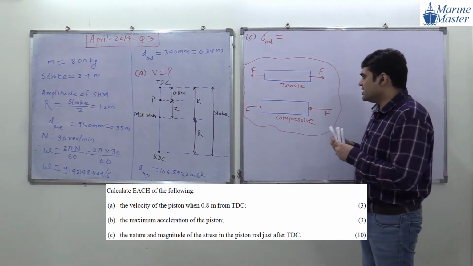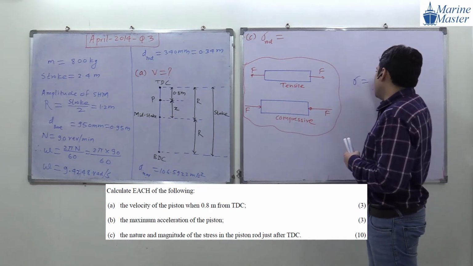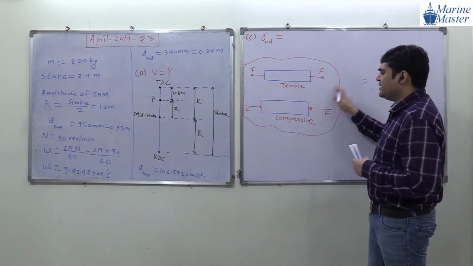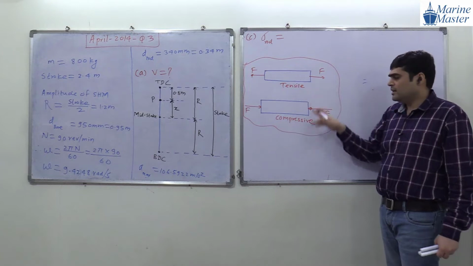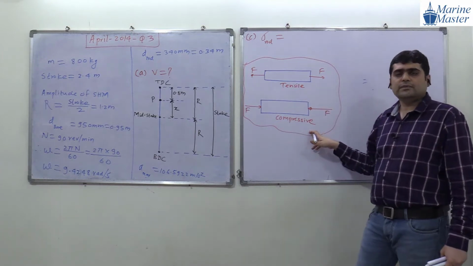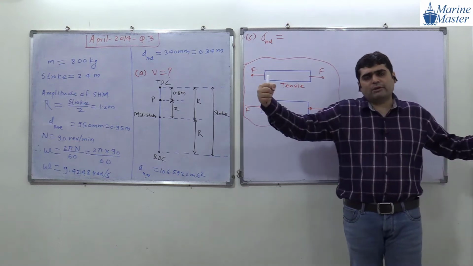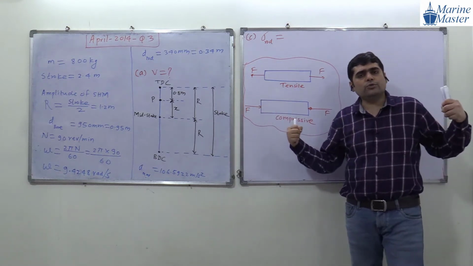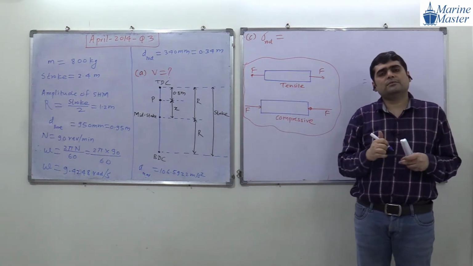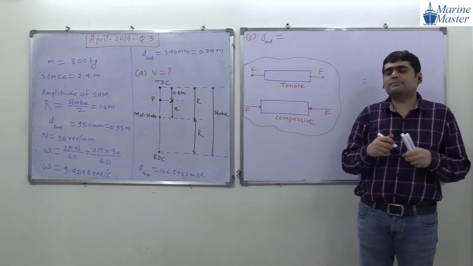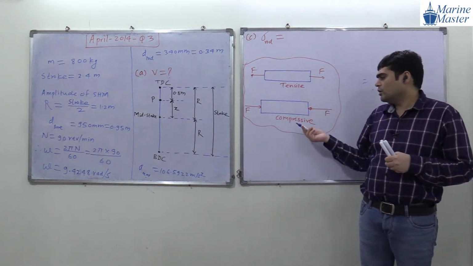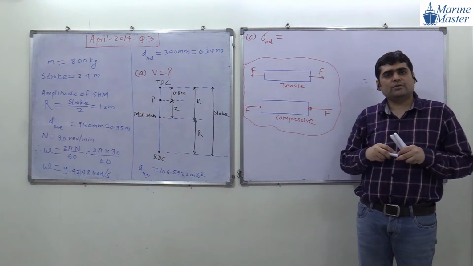And also write down sigma is equal to F by A. Force, or we don't write, just write down. This is tensile, this is compressive. So due to tensile force, what will happen? Increase in length. Due to compressive force, what will happen? Decrease in length. Means here tensile stress in nature, compressive stress in nature.